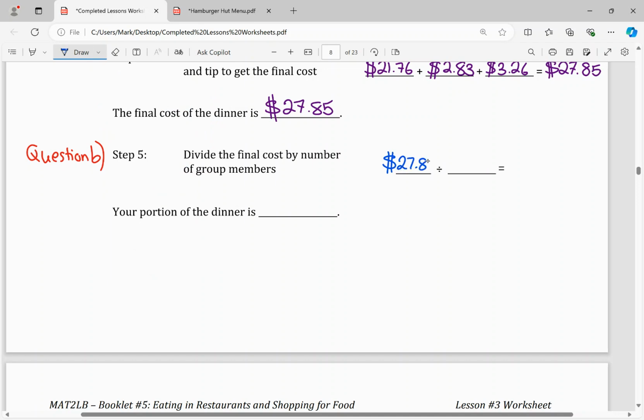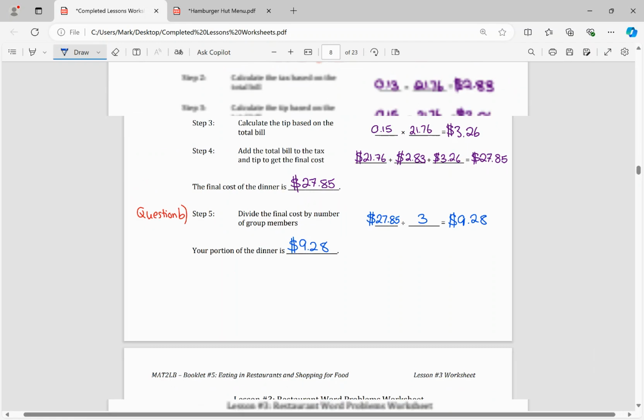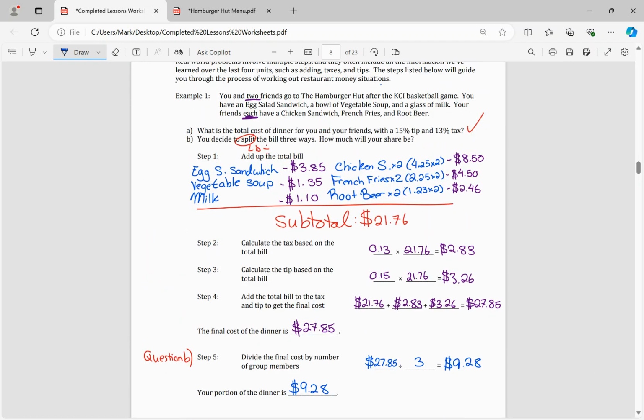So total cost was $27.85. Divide that by 3, which was the number of group members, and using a calculator, we get $9.28. That is after rounding, $9.28 each. So not so bad. After we split it 3 ways, it cost us each less than $10.